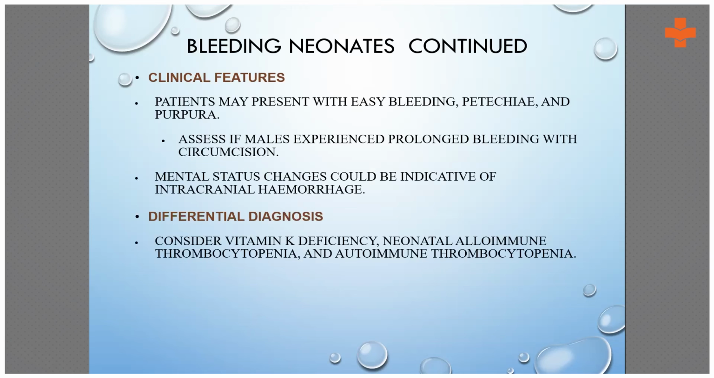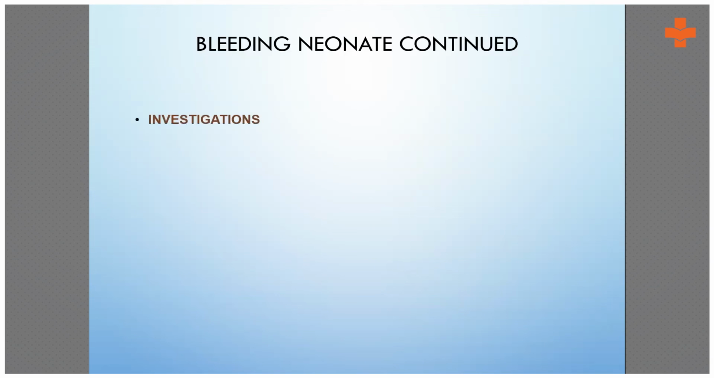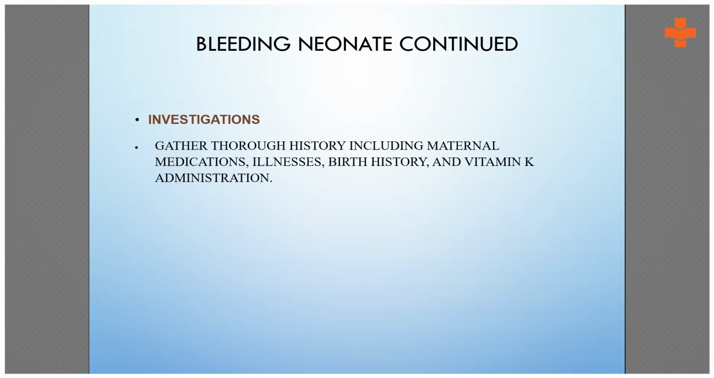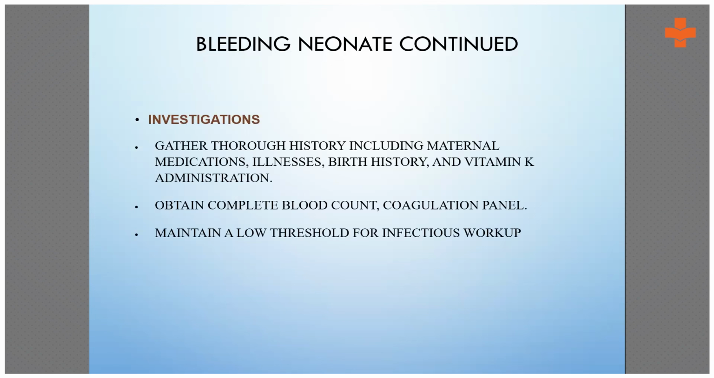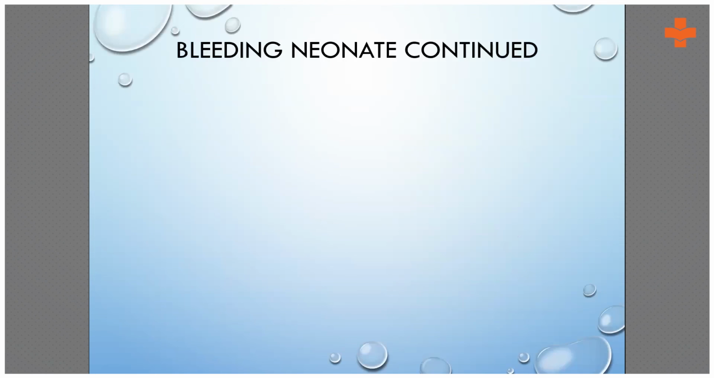Consider vitamin K deficiency, neonatal alloimmune thrombocytopenia, autoimmune thrombocytopenias, non-accidental trauma, infections, underlying coagulopathies, DIC as in cases of NEC, leukemias, and HLH. Now, what are the investigations? This is more important. The investigation is blood count and the coagulation profile. Go with the infectious workup. Go with cranial ultrasound, the first and foremost thing. And then maybe go into a CT scan to look for any intracranial bleeds. And hematology and oncology consults should be taken.